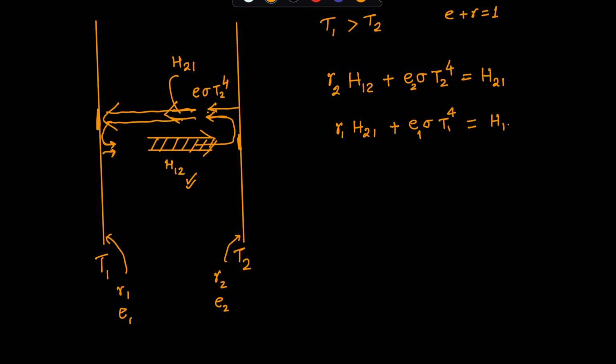So we have these two expressions and we have to find the net amount of heat that goes from one side to the other. Suppose we have to find this H. So this H is H12 minus H21. Okay. So these are the equations. Now we have to solve these equations. I'm writing this here.